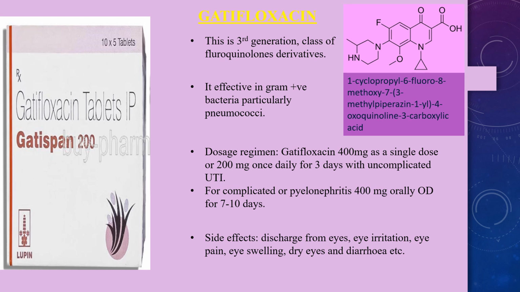Gatifloxacin. This is a third generation class of fluoroquinolone derivative. It is effective in gram-positive bacteria, particularly pneumococci. Dose regimen: gatifloxacin 400 mg as a single dose or 200 mg once daily for 3 days for uncomplicated UTI. For complicated UTI or pyelonephritis, 400 mg orally once daily for 7 to 10 days. Side effects: discharge from eyes, eye irritation, eye pain, eye swelling, dry eyes, and diarrhea, etc. are commonly seen.